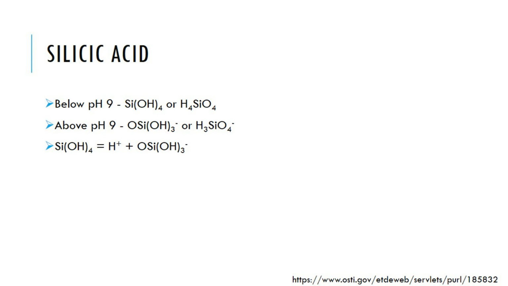Now, silicic acid in a pH below 9 is present in the form of hydroxide or silicic acid. Above pH 9, it dissociates to give a hydrogen ion and an anion. This means that above pH 9, there may be formations of localized acidic environments due to such hydrogen ions. These may contribute to a certain extent to the acid corrosion that occurs in the boilers.